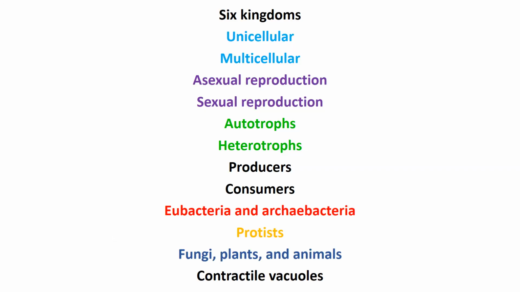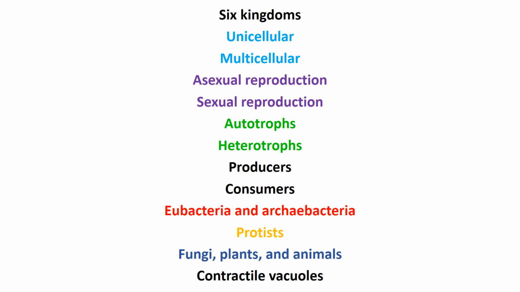This video is about the 6 kingdoms of life. And we started off by looking at some of the vocabulary we'll need in order to help categorize living things. We looked at unicellular versus multicellular organisms. We talked about how some organisms reproduce asexually, whereas others reproduce sexually. Some organisms are autotrophs, they make their own food, and other organisms are heterotrophs, they can't make their own food. And autotrophs can also be called producers, whereas heterotrophs can be called consumers.